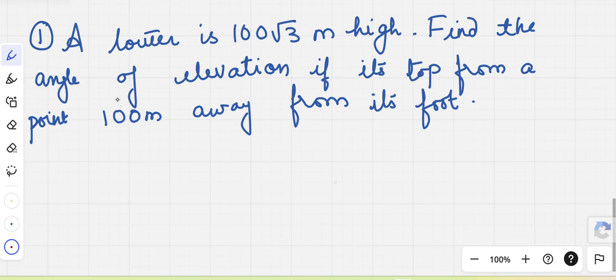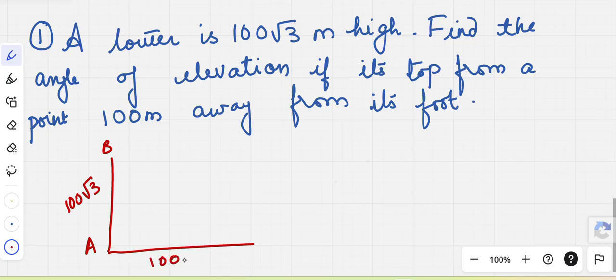Seriously, I'm telling you. So this is the tower which is 100 root 3 high. I'm giving my tower a name, AB. Find the angle of elevation. There is a point which is 100 meters away, so this is 100 meters. From here you have to find the angle of elevation. Were you able to draw like this, kids? If yes, then well done. If no, that is not a problem.